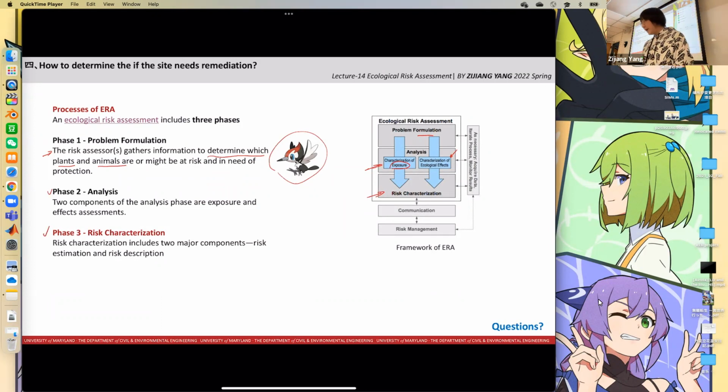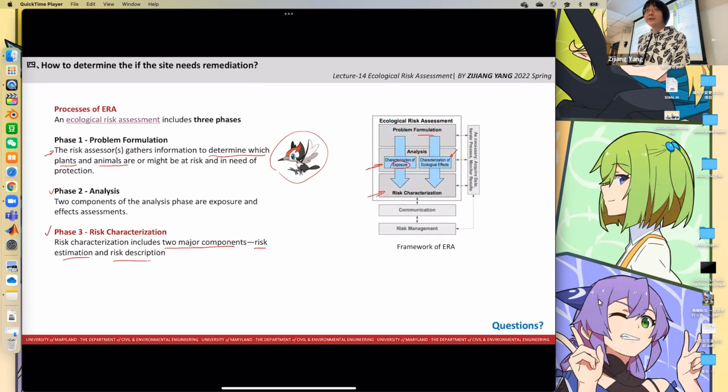And here we have phase 2, and for phase 3, we have risk characterization. It includes 2 major components. The first one is risk estimation, and the other one is risk description. Do you guys have any questions? No?